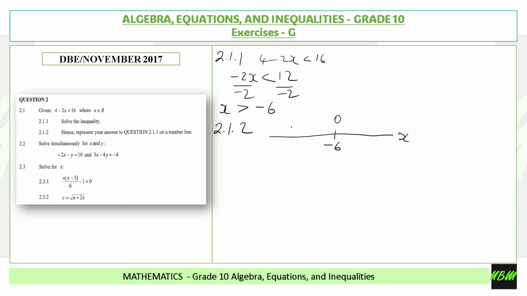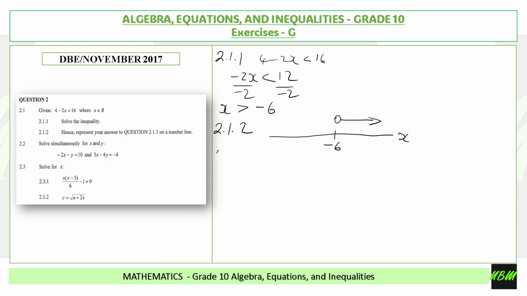Then greater than means what? We want all the values that are to the right of negative 6. Therefore, we draw a line that is pointing to the right. This will be our solution represented on a number line. And our circle here will be what? Open, because the solution is not included. It is just greater than.